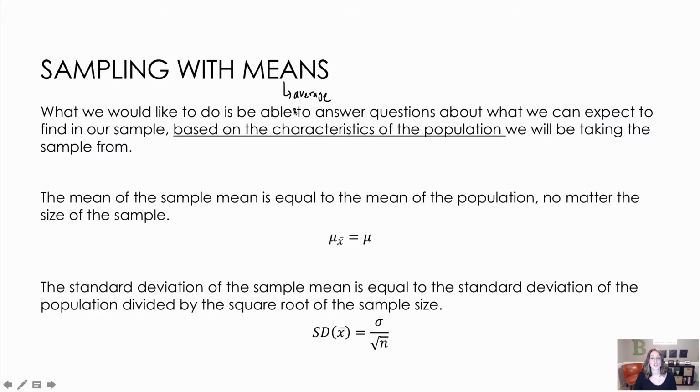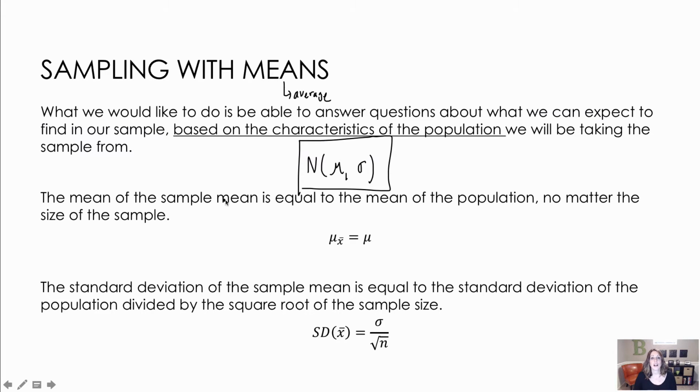But what we're trying to do is to be able to answer questions about what we can expect to happen from our sample based on the characteristics of the population. So we know previously when we studied the normal model that we would put n and then mean and then standard deviation. And because we know that as we continue to sample more and more that our distribution becomes normal, we will be using that normal model again.